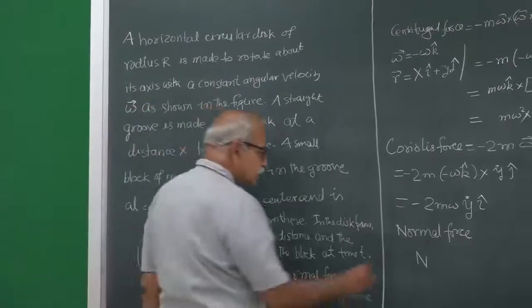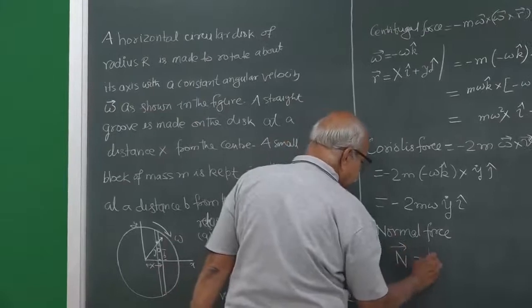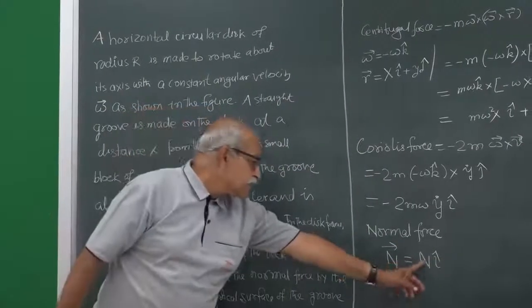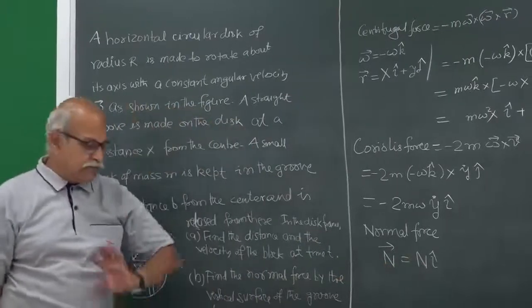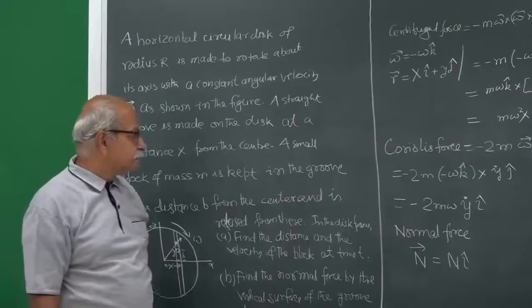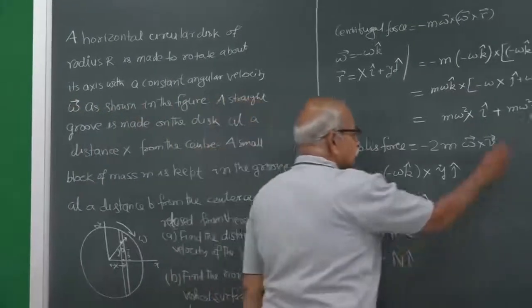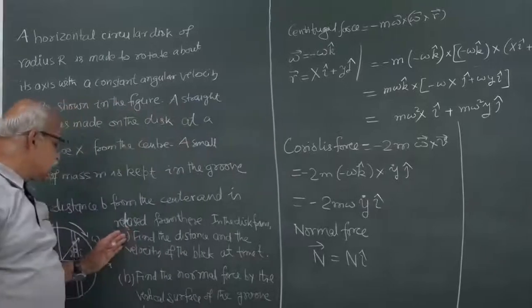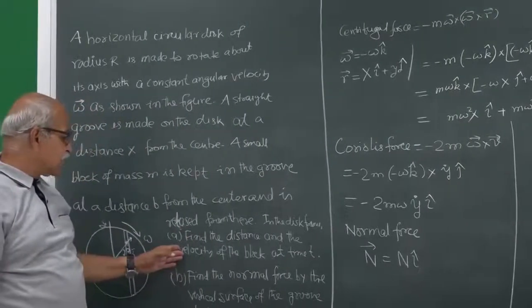So, we will just write N is equal to N i cap. This N can be positive or negative. So, it can be in the positive i direction or it can be in the negative i direction. All right. So, part 1, first part: find the distance and velocity of the block at time t.